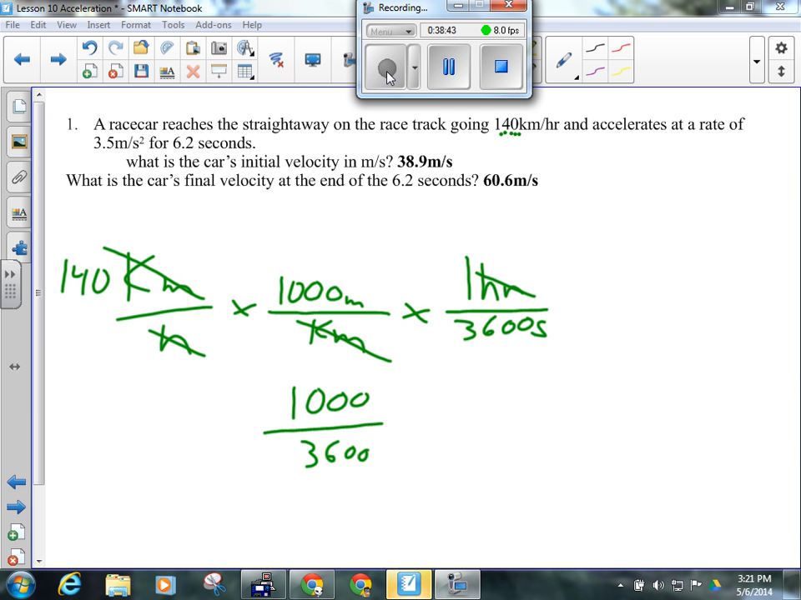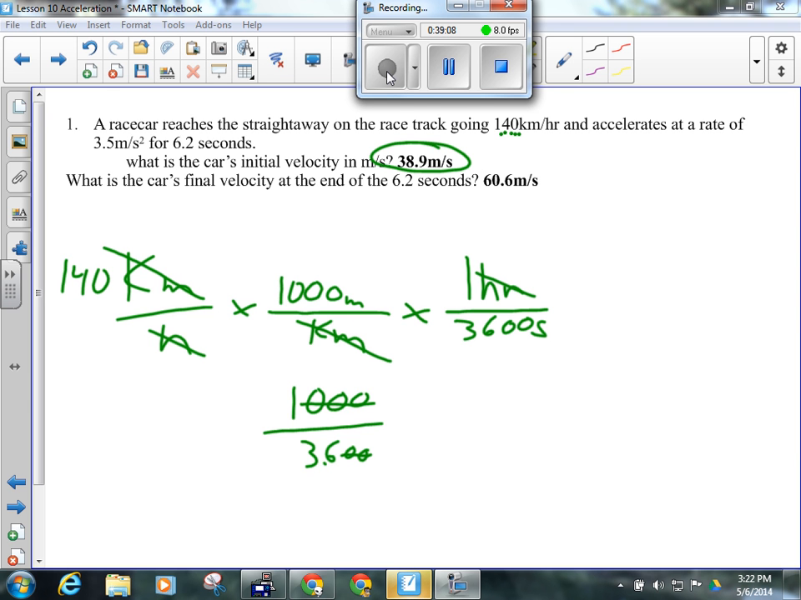which is the same as 1 over 3.6. You guys follow me there? If I divide both of these by 1,000, I get 1 and 3.6. So 140 times 1 divided by 3.6. So take your 140, divide by 3.6, and you've got your meters per second. So that's what part A is. Part A is converting that 140 kilometers per hour into meters per second.